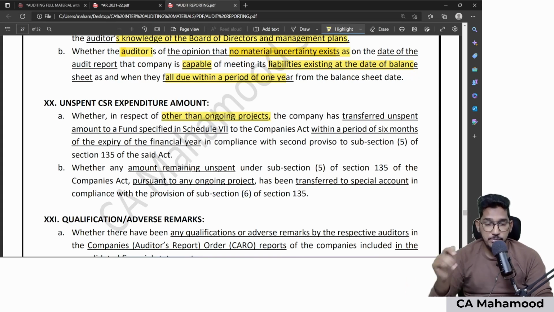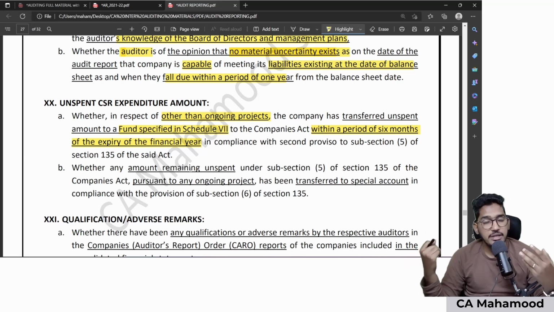That means if you don't have any project, the company should have transferred that unspent amount to a fund specified under Schedule 7. If you are not able to have any project regarding the CSR expenditure, you should transfer that money to a fund within a period of 6 months of the expiry of the financial year. Within 6 months from the end of the financial year, you should have transferred that money to the fund. Once the money goes to the fund, the company will lose control over it. Government will take care of it.